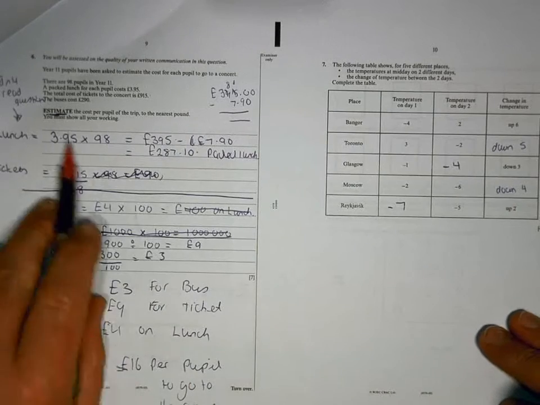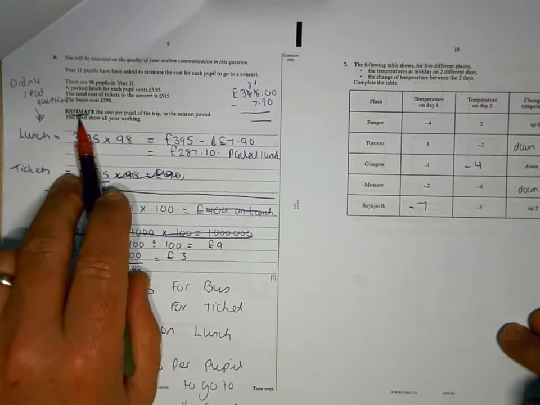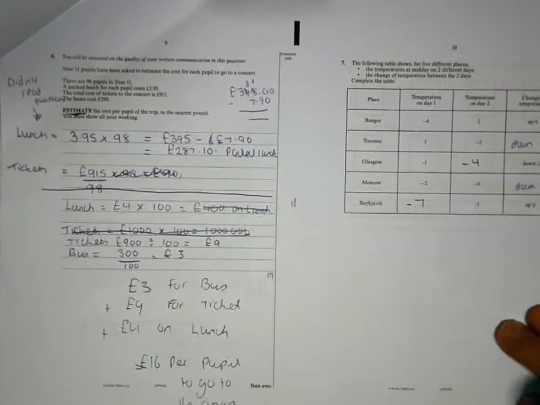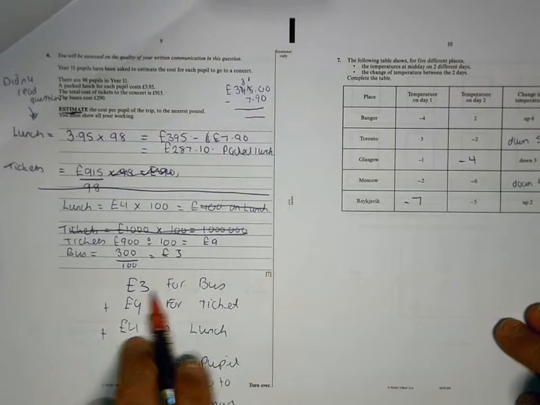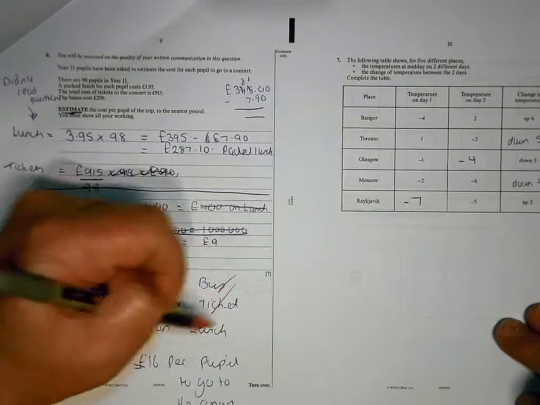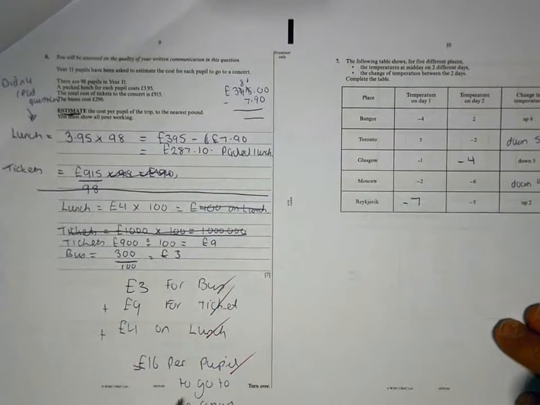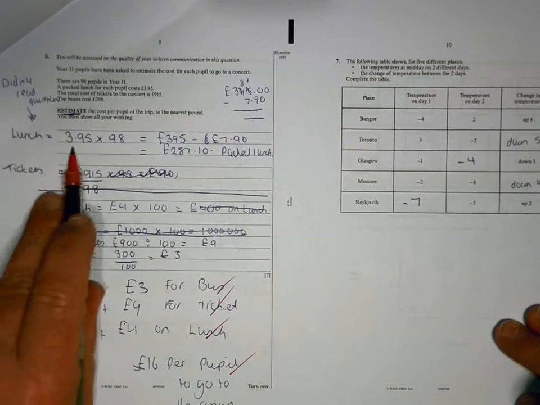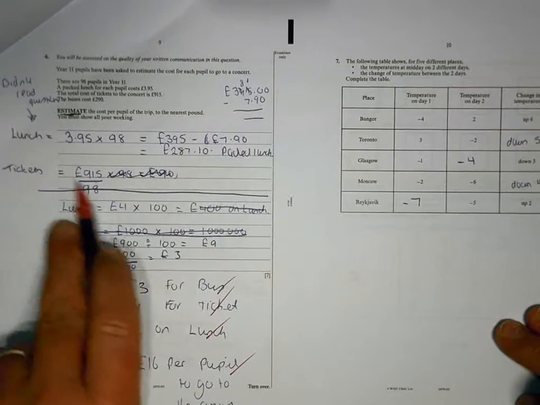Okay, so once again with this one now, you've missed that keyword there, which is estimate, but then you've subsequently gone back and worked it out correctly. So it's £3 for the bus, 9 for the ticket, 4 for the lunch, £16 for each pupil. And up here is where you were showing me the workings out you would have done.